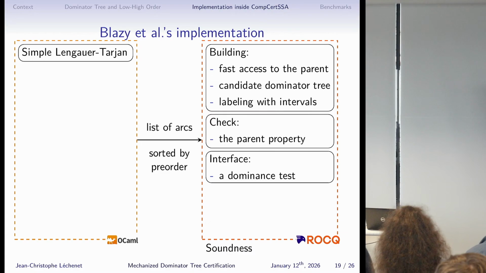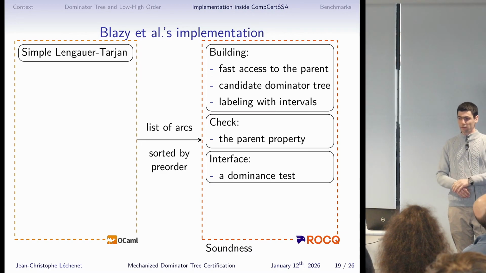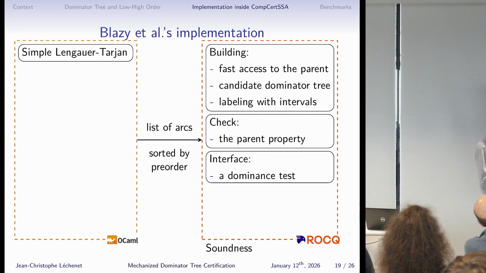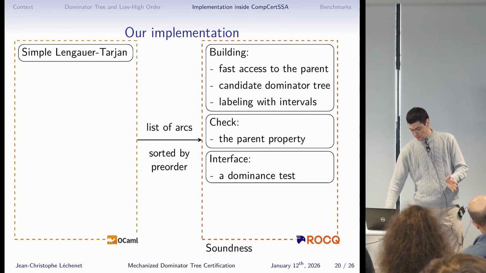So a map that allows to have a fast access to the parent, the candidate dominator tree, and labeling of the tree with intervals. And these intervals allow to have fast ancestor checking by just checking inclusion of the intervals. What they check is the parent property, and they expose the dominance test, and what they get is the soundness of the test. So we started from the same thing.